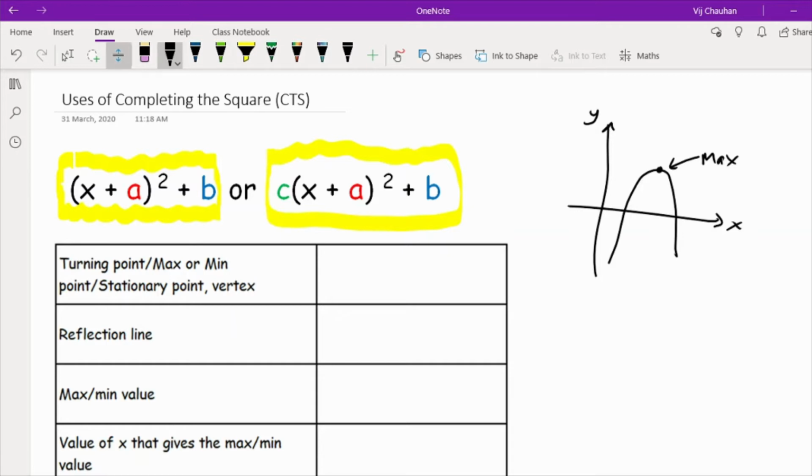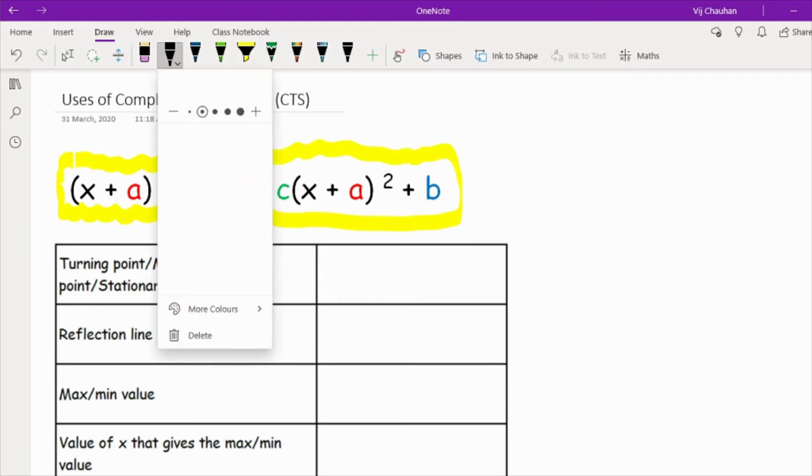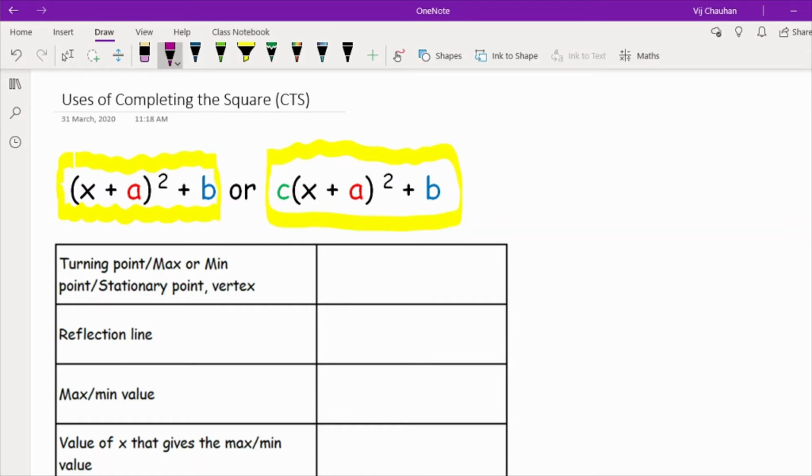So once we've got it in our format of completing the square, regardless of which format it is in, we establish what information the A and B values give us, which are basically the two values that you've already worked out. Bear with me to change the colour of pen. So to find the turning point coordinate, our coordinate would be minus A and then whatever your B value is going to be.